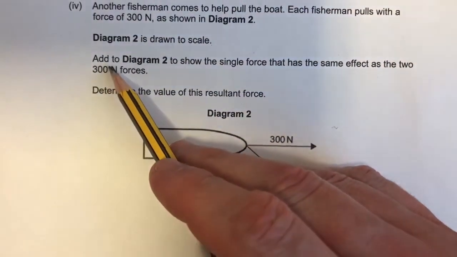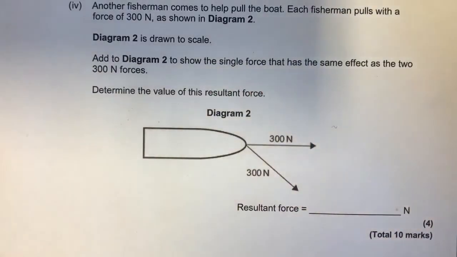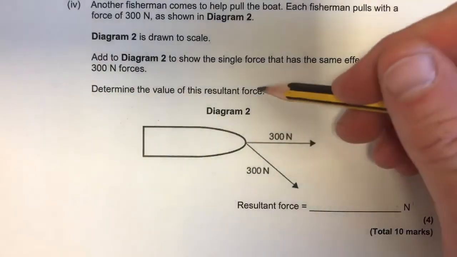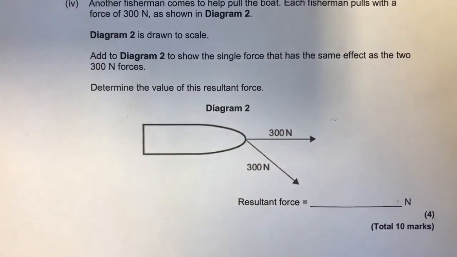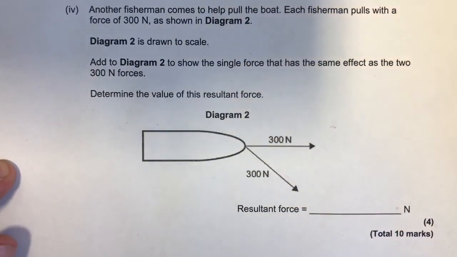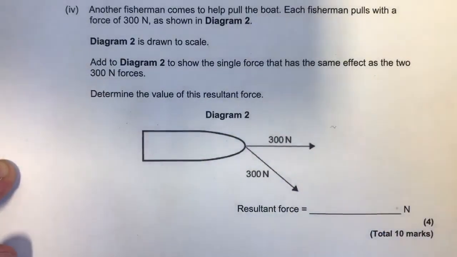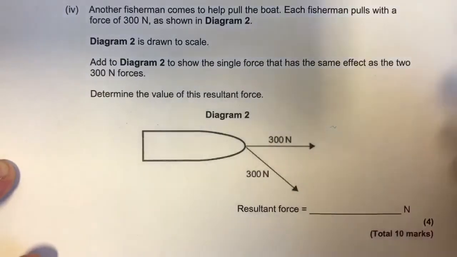We're asked to add to diagram 2 to show the single force that has the same effect as the two 300 newton forces. And we are to determine the value of this resultant force. In order to answer this question, we are going to use the parallelogram law for the addition of force vectors. So if we've got two force vectors acting on a body, that's these two forces here, and we want to replace the two vectors with a single vector that has the same effect on the body, we can use the parallelogram law for the addition of the two vectors.